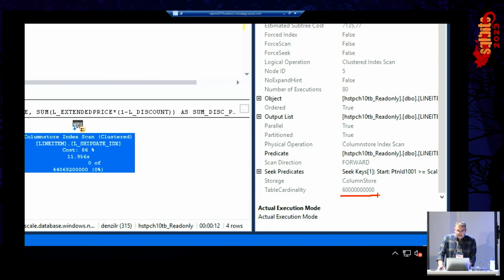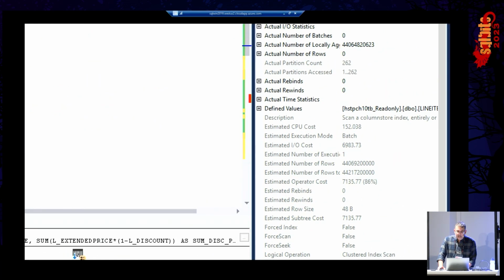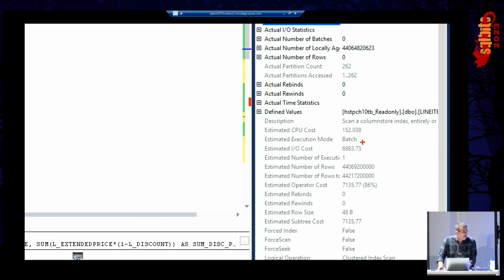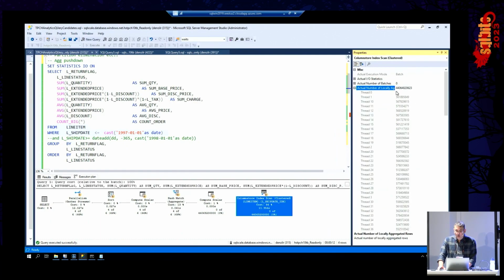And then the fact that we have a predicate, ship date between, and it's a partition table, but we're still touching kind of all the 262 partitions. We see actual partition count as 262, and actual partitions accessed is 1 to 262, right? So each thread really, if we zoom in, is doing a scan of all that data, right?